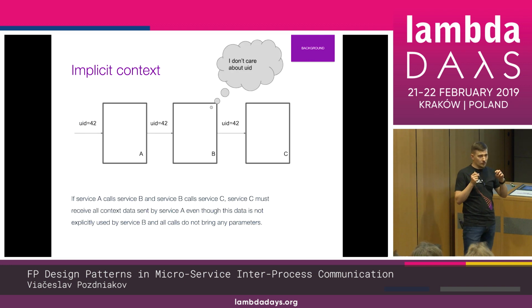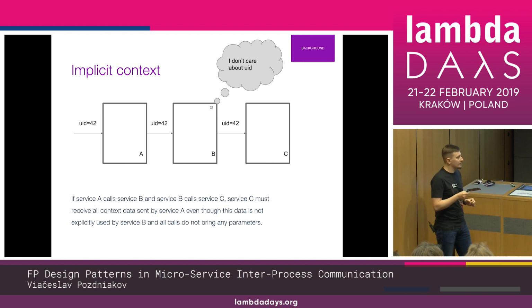And the good thing about it is that components do not really care about the content of the context. For example, if we have this component B in the middle, which just acts like a proxy, it really doesn't care about the user ID. It just takes all the context it got from the service A and passes it further to the service C. Is that kind of clear?